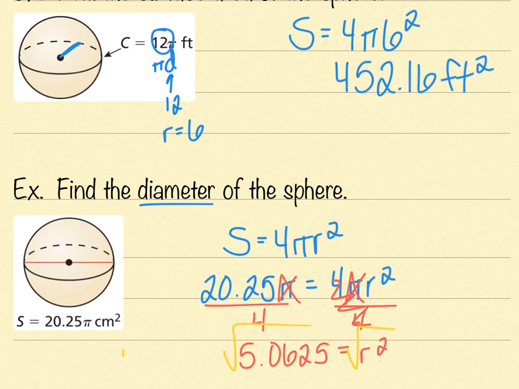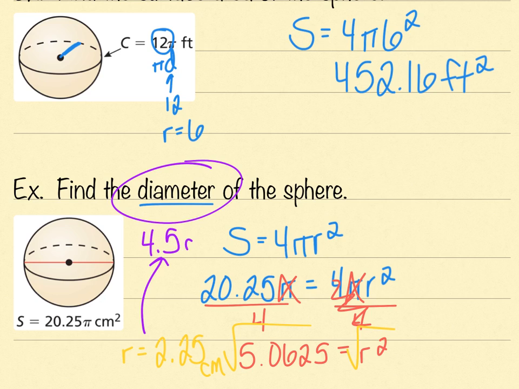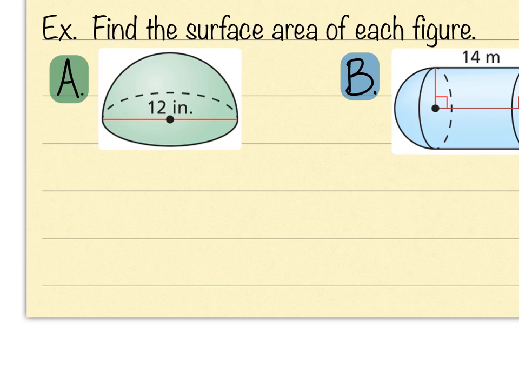And that's going to give us a radius of 2.25 centimeters. But this problem wanted us to find the diameter. And so if I double that, times that by 2, that gives us a diameter of 4.5 centimeters. So that's how I can work backwards to find either the radius or, in this case, the diameter of a sphere. And last but not least, we have a couple complex shapes, composite shapes.